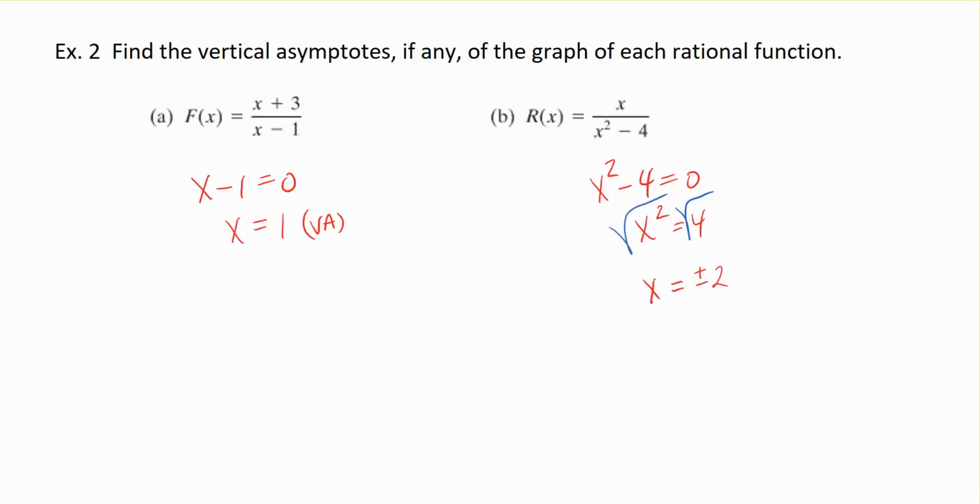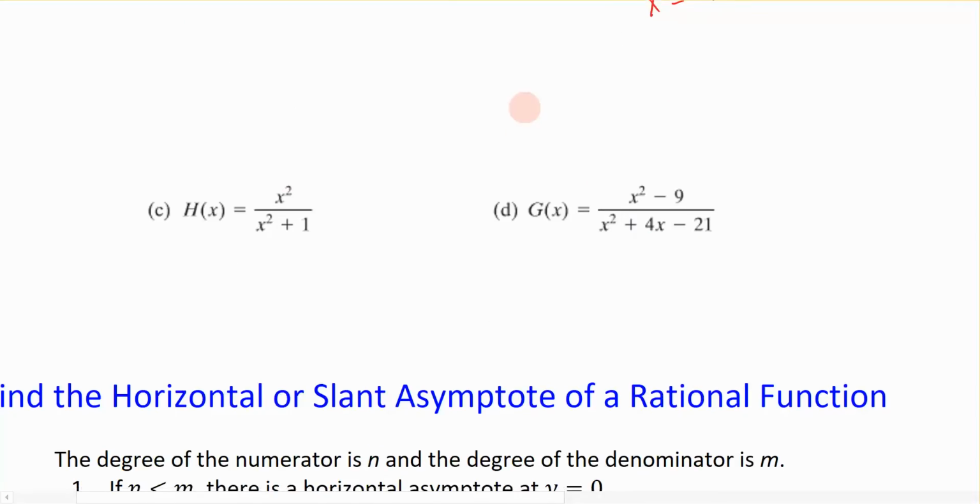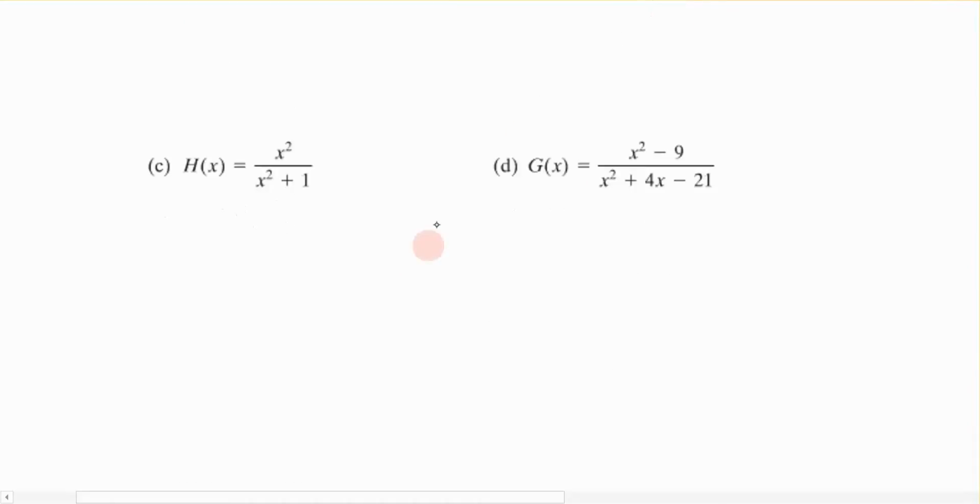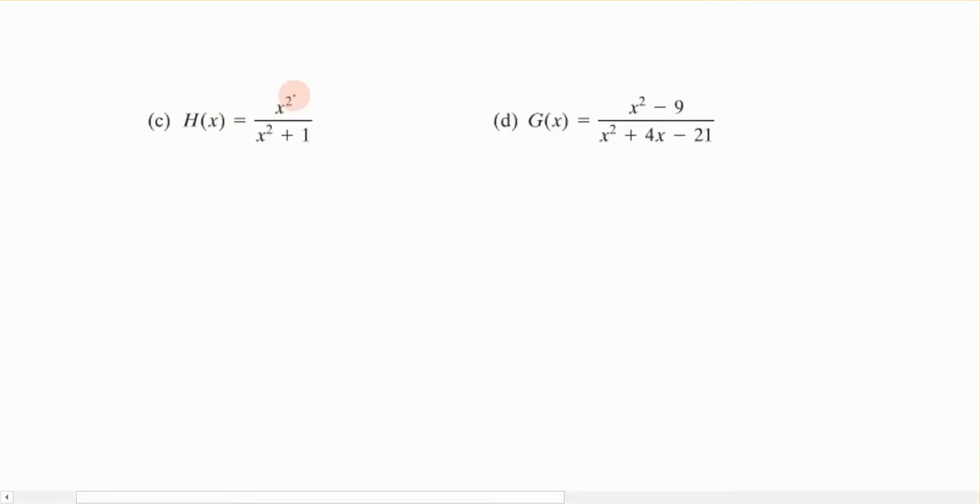How about another example? We're going to try to make these a little bit more difficult. So here I have x squared over x squared plus 1. Again, don't fall for this. You cannot cancel these two x squareds because of this plus 1 here. So let's take x squared plus 1, set it equal to 0, and solve for x. So I'm going to subtract 1 from the right-hand side, and I get negative 1.